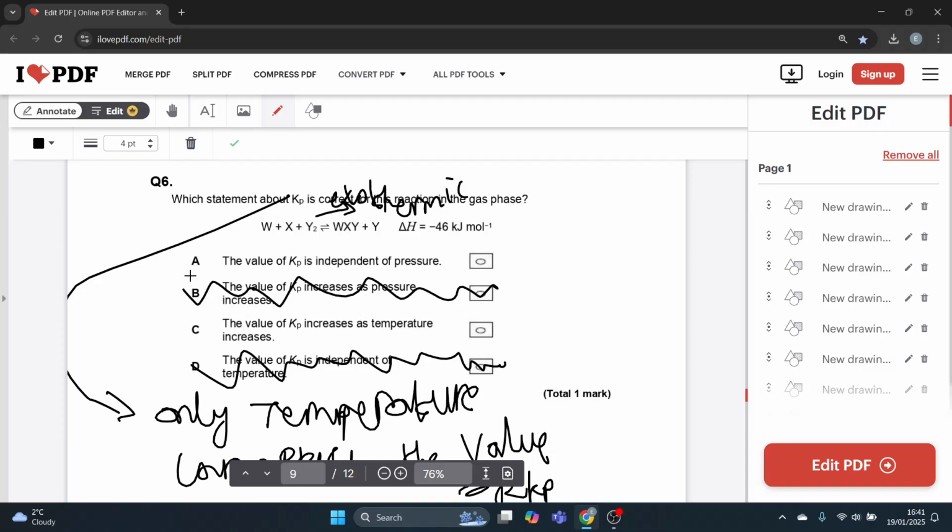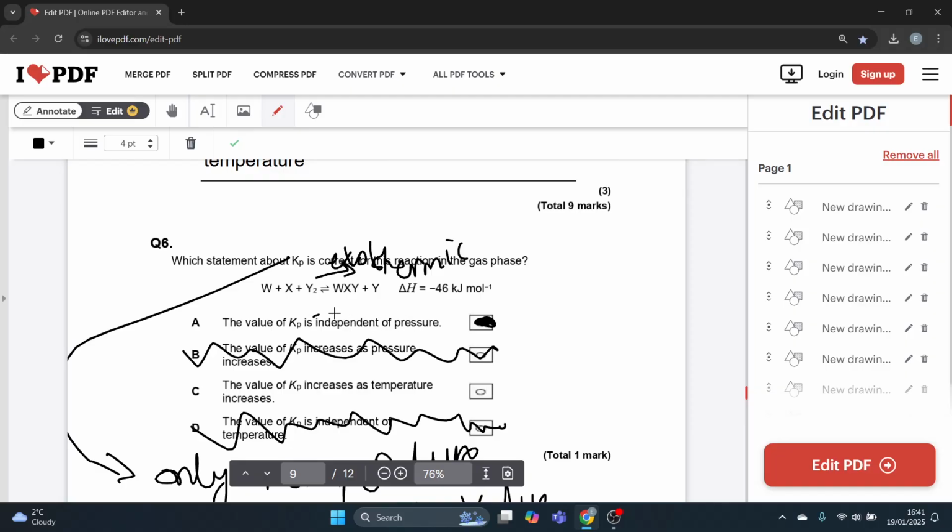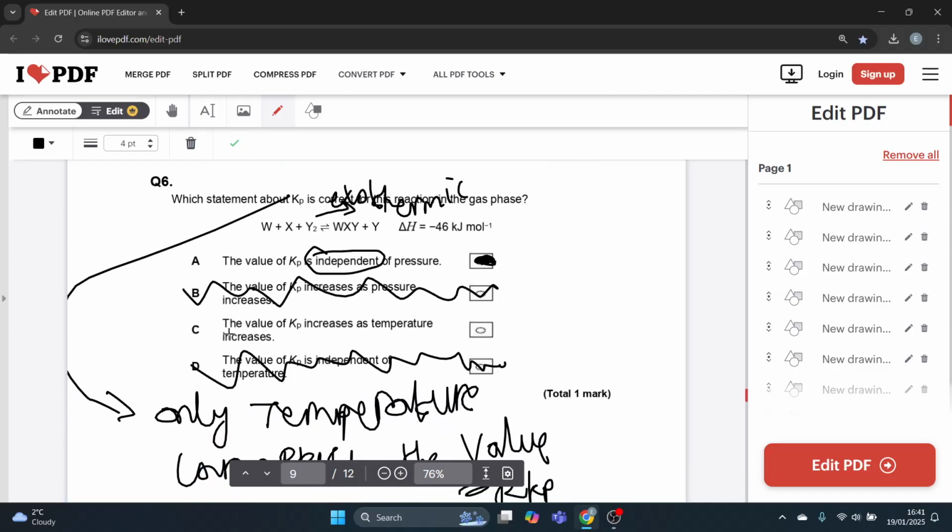Now I know the answer is going to be A, but I'm just going to go through C. Because the value of Kp is independent of pressure, that's true, because only temperature can affect it. So if I increase the pressure, it's not going to affect it. It's not dependent on pressure. Well, C is wrong as well, and I'm going to show you now why. The value of Kp increases, temperature increases? Forward reaction is exothermic, backward reaction is endothermic. I increase the temperature, it's going to shift to the endothermic direction to oppose the increase in temperature, aka decreasing the temperature, the left hand side, the backwards direction.